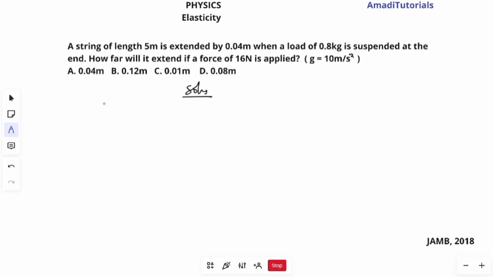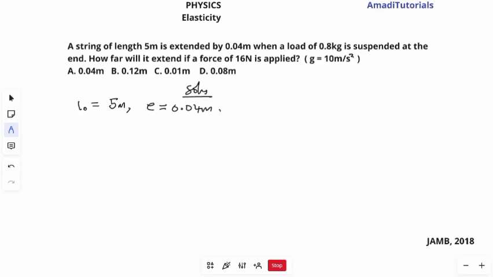Alright, let's get things done. A string of length, that means original length, that's what we're talking about there, L0 is 5 meter, extended by, that's the extension, by 0.04 meter.